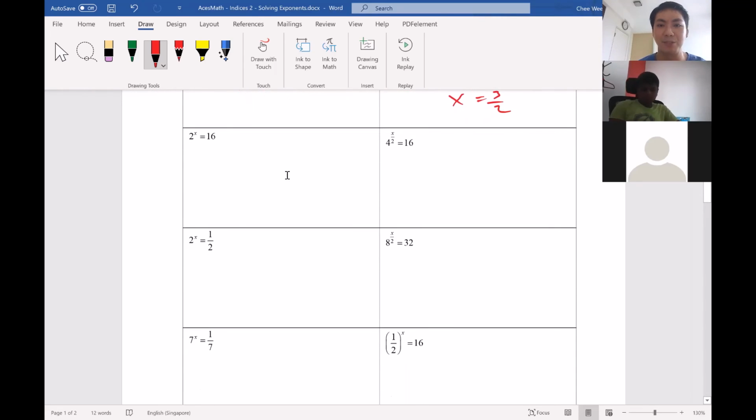So it's the same for subsequent questions. So I'll show you a bit here and there. So this kind, 2 to the power of x is just 2 to the power of 4. Okay, 16 is 2 to the power of 4 or 4 to the power of 2. So in this case, x is 4 right away.